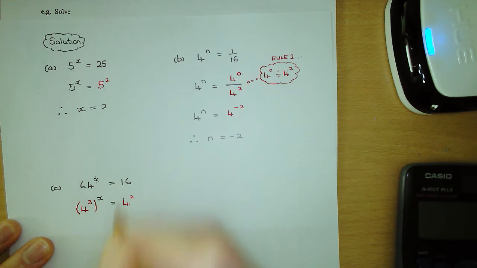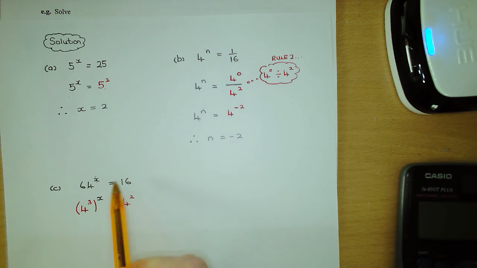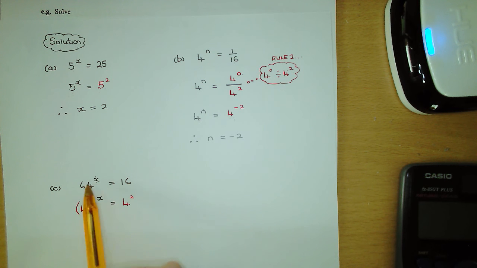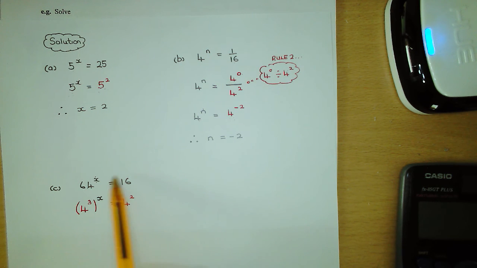So when it's not possible to rewrite one number in terms of the base of the other one, you have to think of a smaller number. So you have to think, can I think of a smaller number that I can rewrite 64 in terms of and 16 in terms of? And you can. We can write 64 as an indice with a base of 4, 4 to the power 3. We can rewrite 16 as an indice with a base 4, 4 to the power 2.